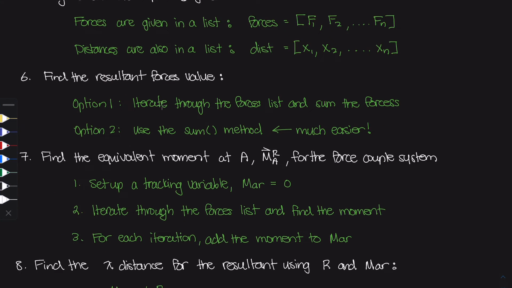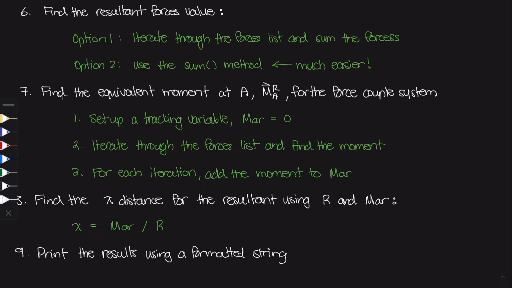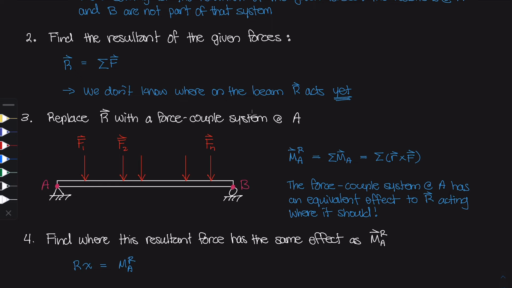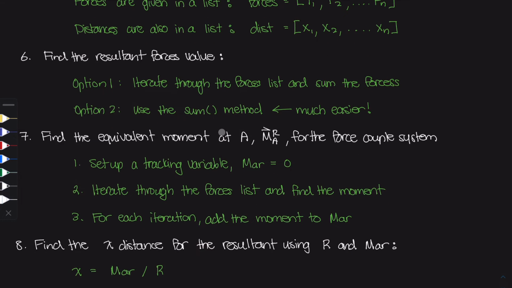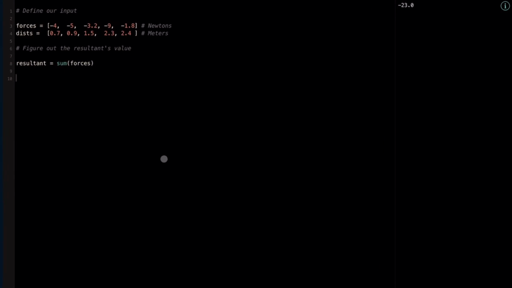Now, the next step was a little bit more involved. We need to find the equivalent moment at A by summing all of the moments that all of these forces on the beam create at point A. So remember, we're taking F1 times its distance plus F2 times its distance all the way up to Fn times its distance. And in order to do that, we needed to create a tracker variable. So we had a tracker variable called MAR, and we set that equal to 0. So let's go ahead and do that first.